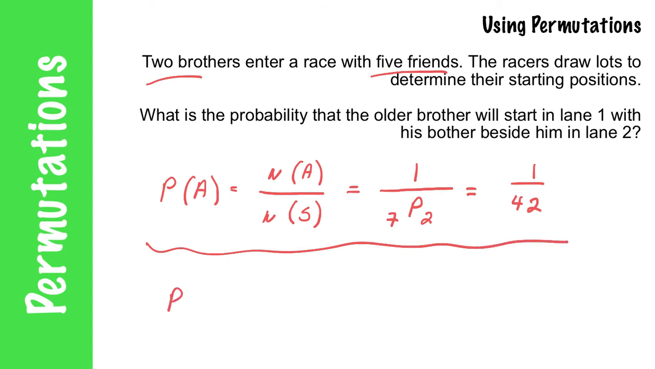So the probability of event A happening is 1 over 42, and the odds of it happening would be 1 against 41.